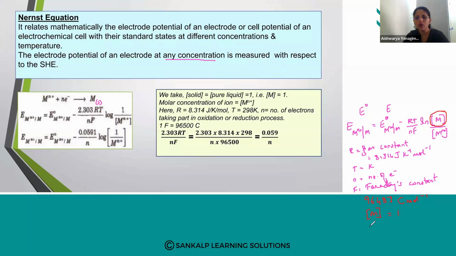Okay, fine. Then what is Mn plus? It is the concentration of the ions. Mn plus ions. How much concentration? Square bracket.